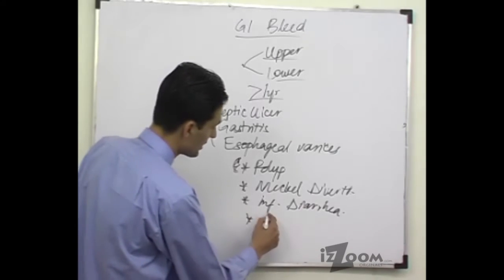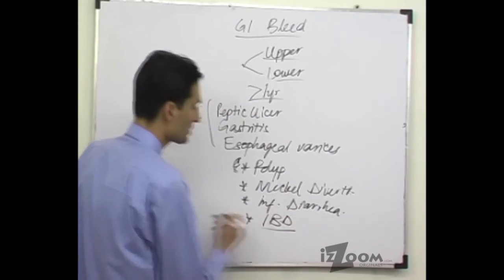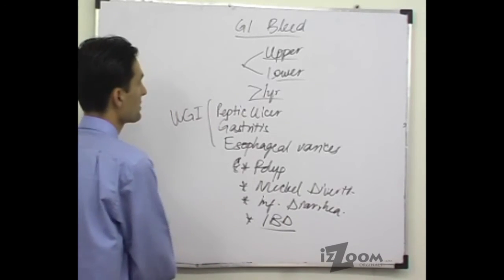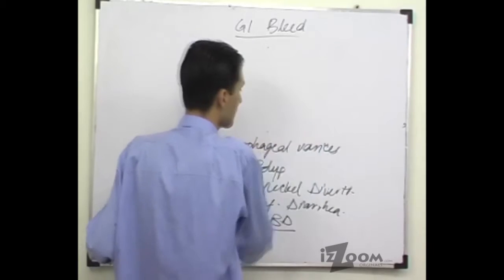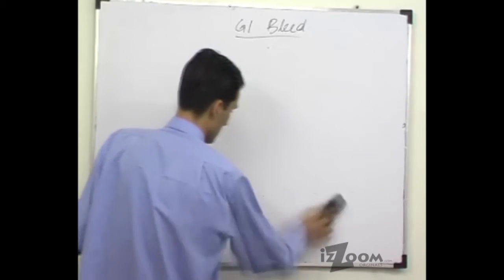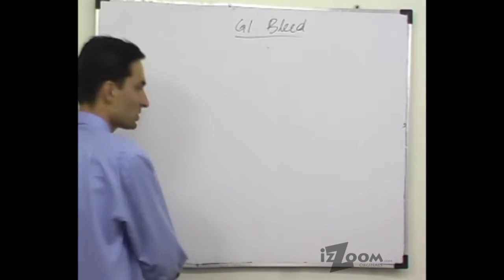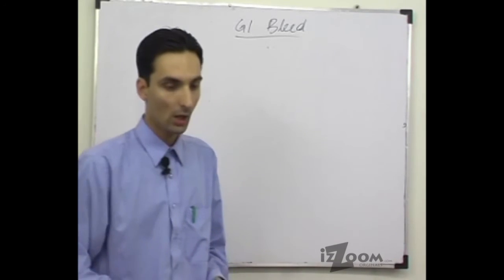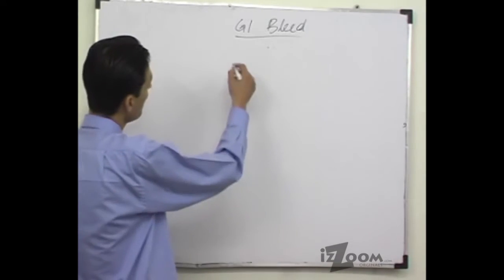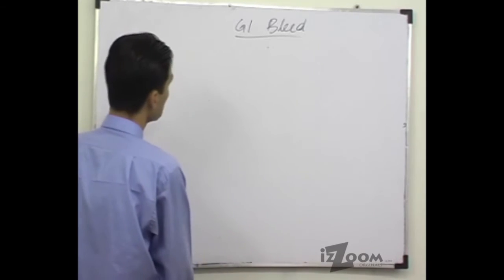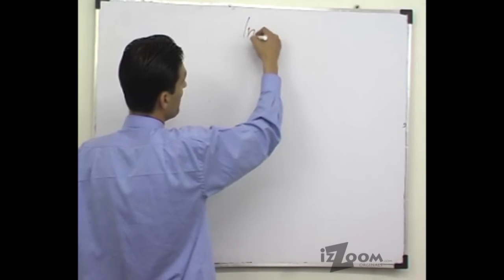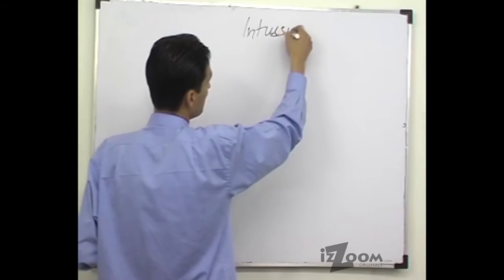Inflammatory bowel disease is also an important cause, with Crohn's disease and ulcerative colitis also leading to lower GI bleeding. So these are a few causes of upper and lower GI bleeding in children. I've already discussed inflammatory bowel disease in internal medicine, so I'll not be going through that. I'll be discussing a topic in GI bleed which is very important for you, and which is intussusception.